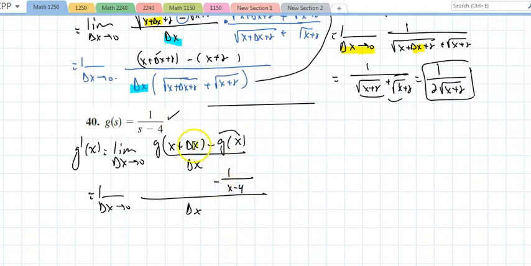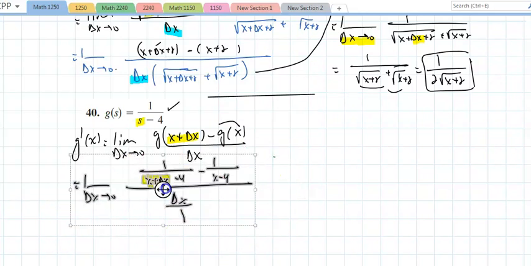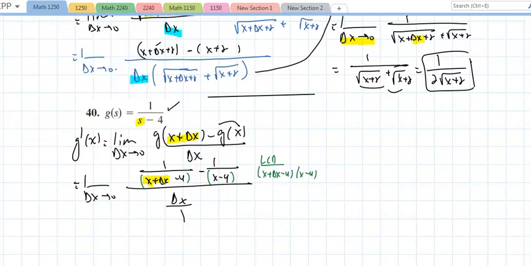What is g of x plus delta x? Copy it as you see it. Replace x by x plus delta x and a minus 4. This is a complex fraction. We discussed that last time. This is over 1. If you find the LCD for the top and the bottom combined, in one step you could convert the complex fraction into a single fraction. What's the LCD? It's this times this.